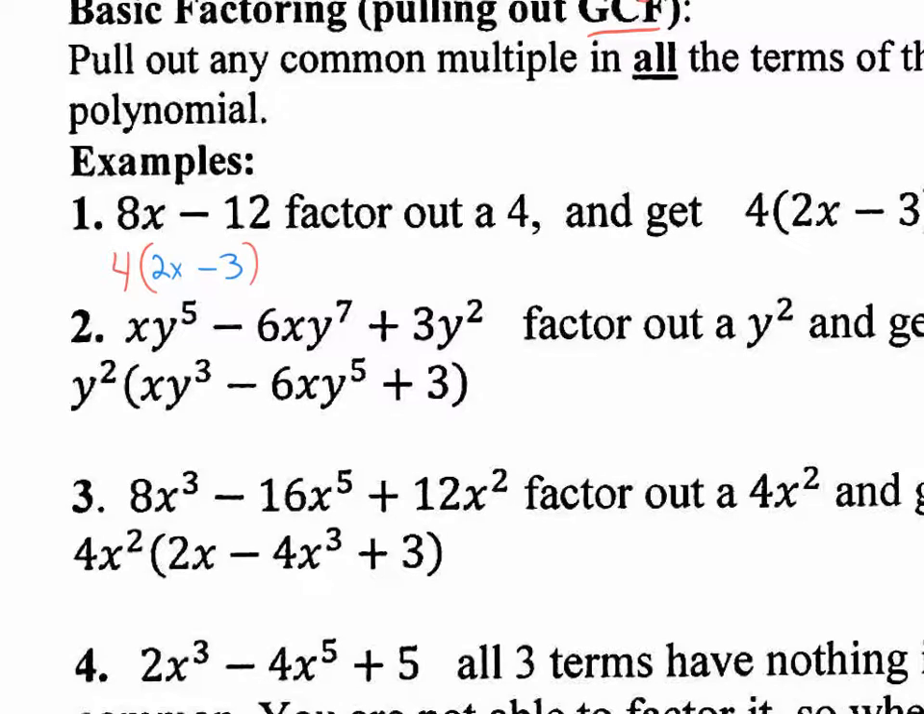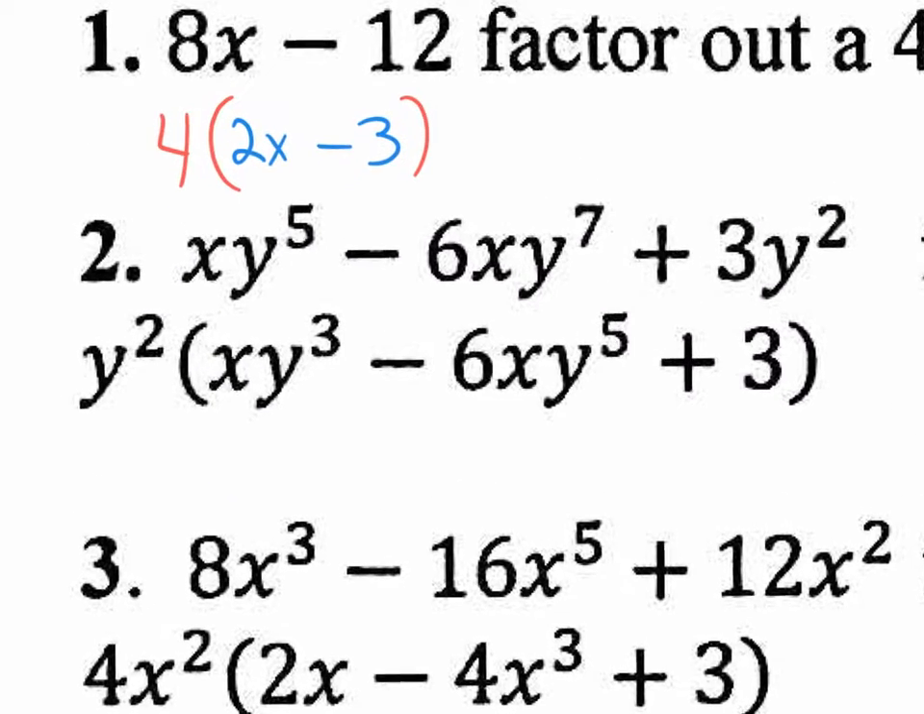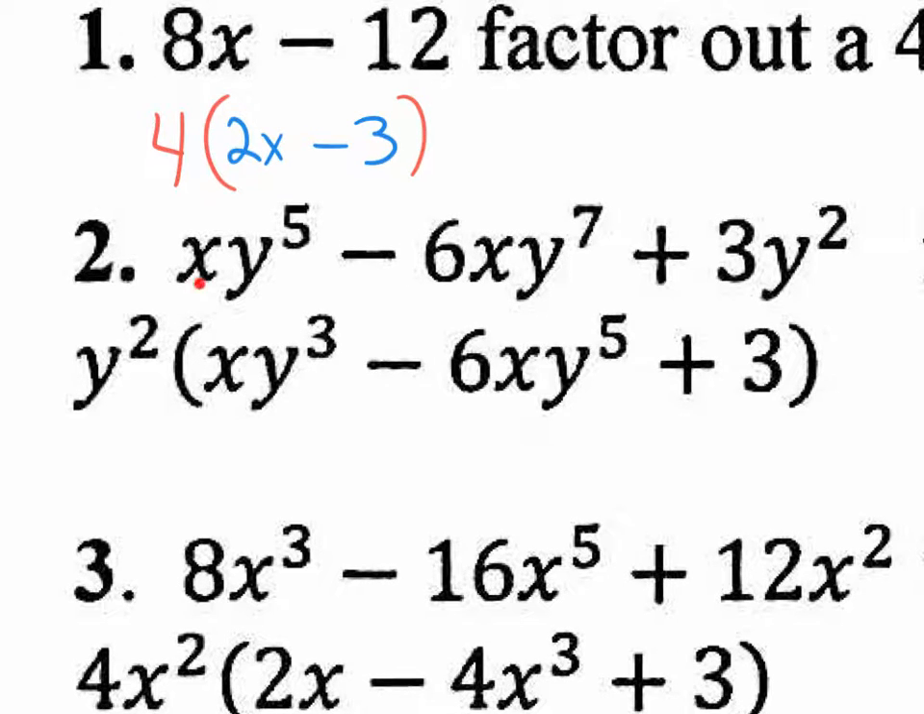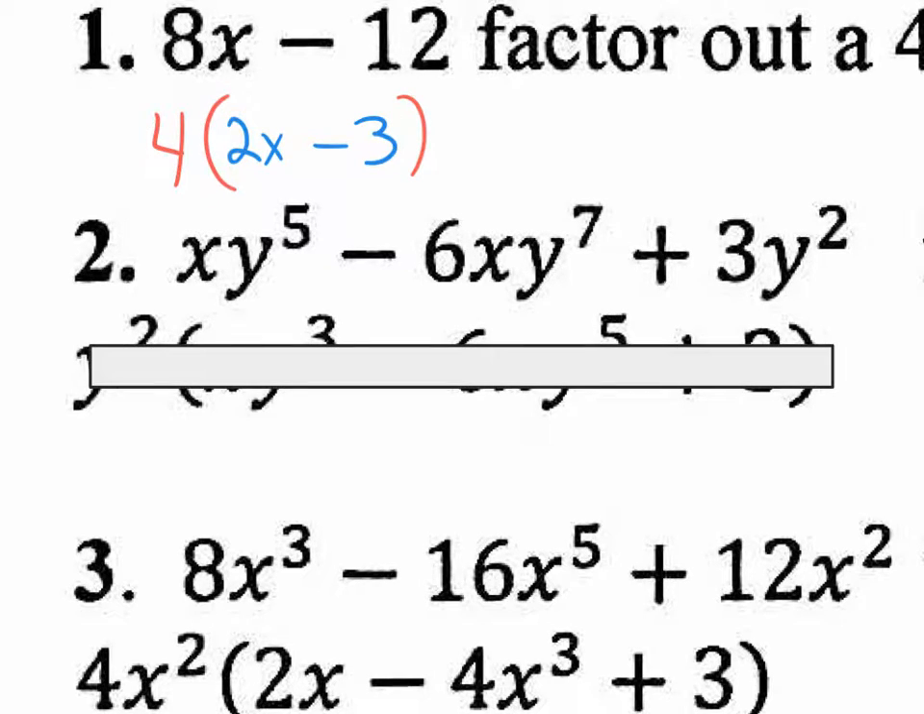So here's a second example. And we have x y to the 5th minus 6x y to the 7th plus 3y to the 2nd. Now, I already know that you guys could see the factored form right here. This is the answer, right? But let's pretend that you didn't see this. As a matter of fact, let me do this. Boom. Let's pretend you don't see it.